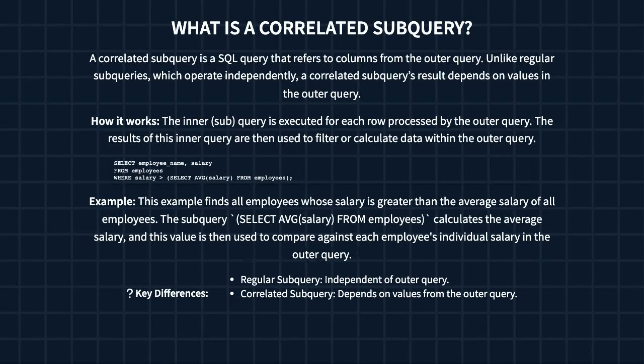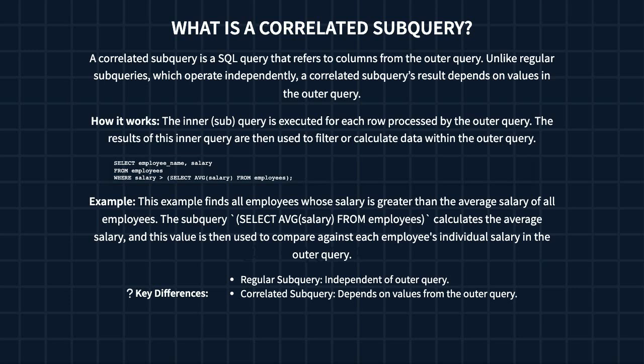Okay, let's talk about correlated subqueries. They can seem a little tricky at first, but they're really useful. Basically, a correlated subquery is like giving your inner query access to information from the outer query. Think of it as each row in the outer query triggering a separate calculation using data from the same table.